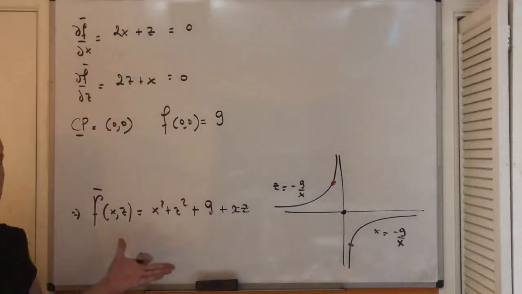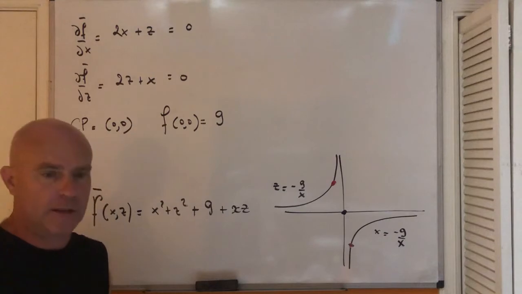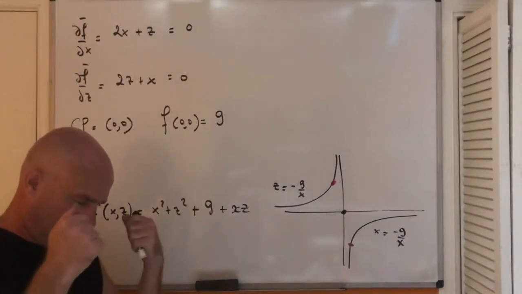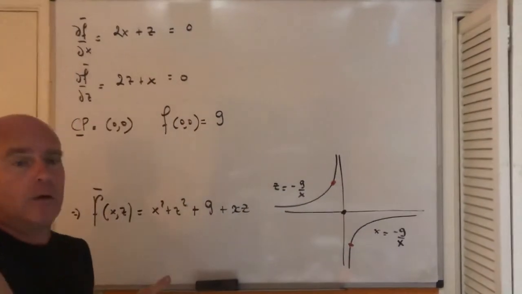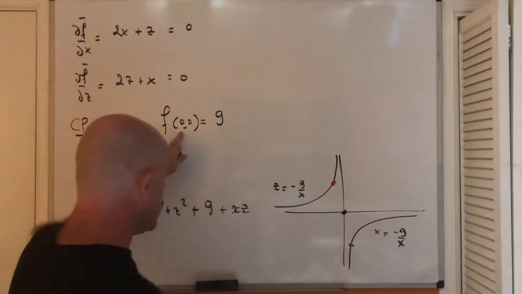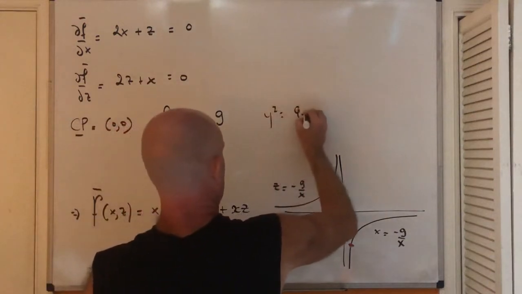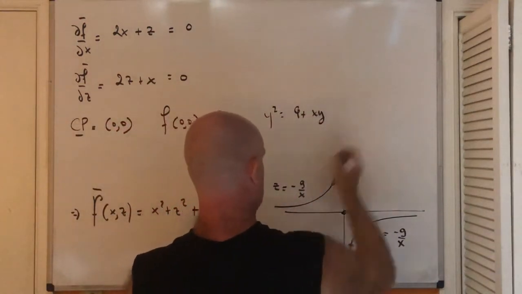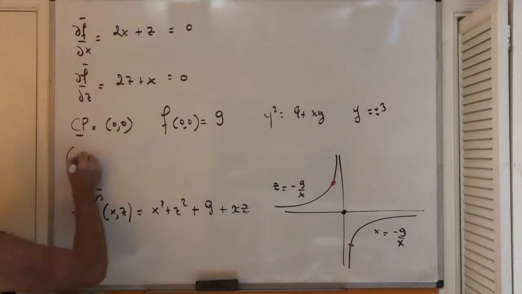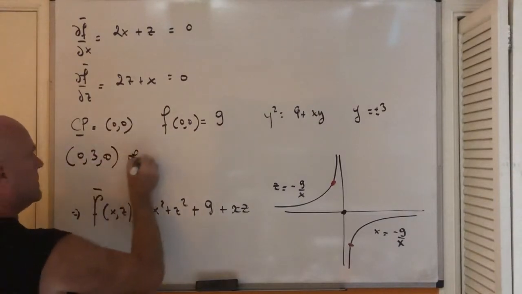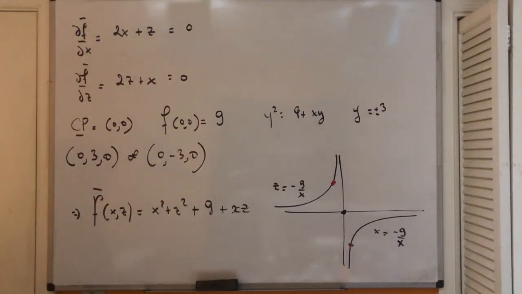If this point would be the right candidate for the minimal distance, which point on the surface does it correspond to? We know that x equals 0, z equals 0. What about y? y squared equals 9 plus xz, so y squared equals 9, which means y equals plus or minus 3. So we would have 2 points, (0, 3, 0) and (0, minus 3, 0), for a distance being equal to 9.